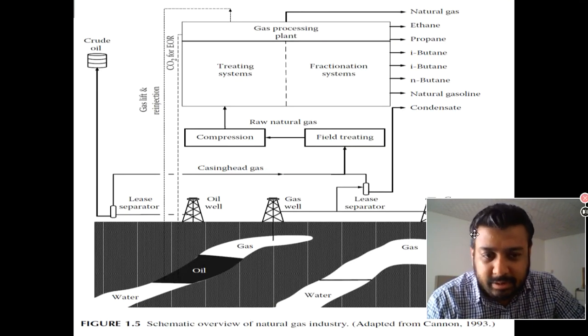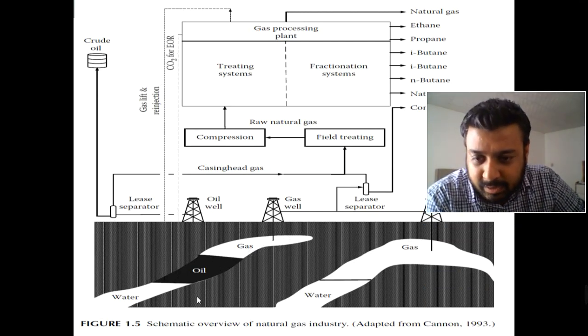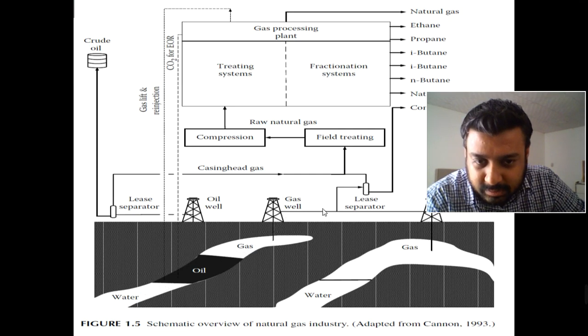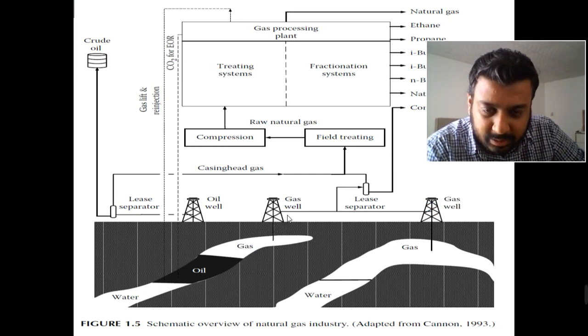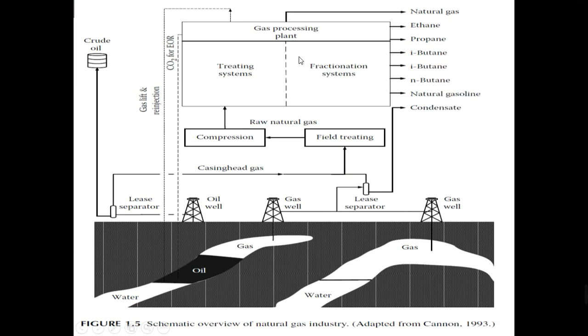Here you can see a general diagram for the gas processing. For example, we start from here. Here you can see we have gas, oil and water. We want to produce the gas, so we put our well in the gas zone. The gas well then goes to the separator. From the separator it goes to the field treatment processes. We compress this gas, we treat this gas here, and after the gas is processed and treated, we obtain these products.